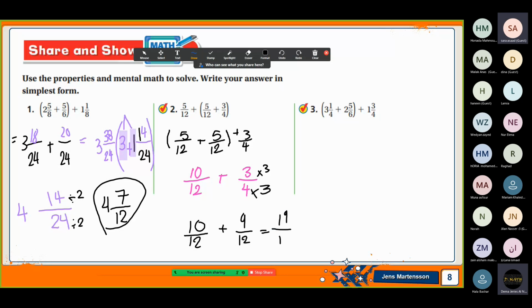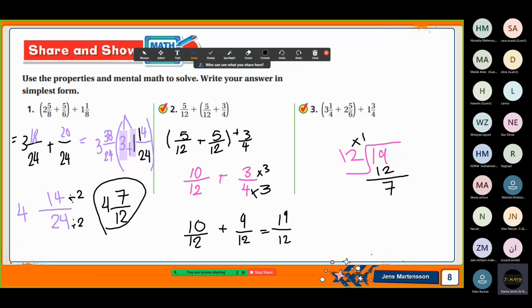19 over 12. Now look at the numerator. Is it greater than the denominator? Yes. So what do we have to do? We have to divide it. Divide them. Bravo. 19 over 12: 1 times 12, and the remainder is 7.